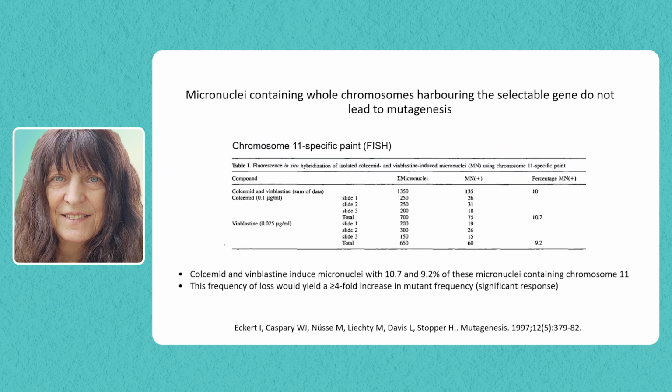So we did chromosome 11 specific painting of micronuclei. That's the chromosome where that gene in question lies. And we did that, and we looked at micronuclei, and we calculated the frequency we would expect, based on the frequency of micronuclei that are positive for this chromosome. We analyzed the mutation frequency that we would expect. And we would expect a 4-fold increase in mutation frequency, but we did not get any increase. So that does not seem to happen. It does not seem to be possible in this mutation assay, at least, that you lose a whole chromosome by micronucleus formation.